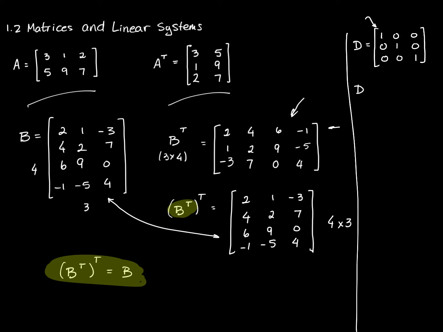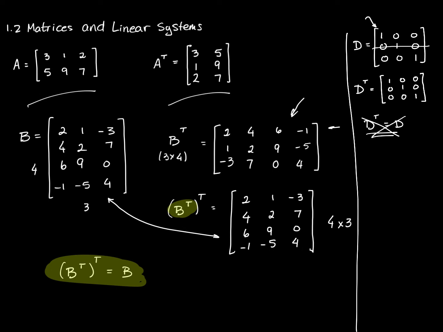What is D transpose? Well, I'm going to take the first row, which is 1, 0, 0, and write it as a column. And then the second row, which is 0, 1, 0, and write that as a column. And the last row, 0, 0, 1, and write that as a column. And you'll notice that D transpose, because it's an identity matrix, is equal to D. So we can't always say this. We can't always say that any matrix, when you transpose it, is going to give you the same matrix back. We can only say that with identity matrices.